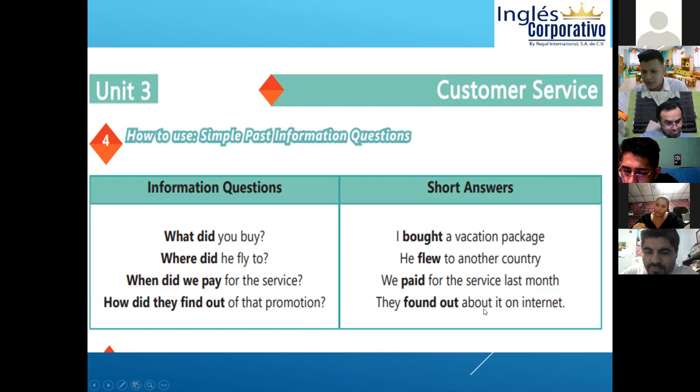They find out about it on what? Ellos se dieron cuenta en internet. On internet, yes, really good. As you see, internet is answering the WH word how. Internet está respondiendo a esta WH word de cómo. ¿Cómo se dieron cuenta? By internet, right? When, cuándo, last month. Where, dónde, another country. What, a package, right? Package, really good. So as you see, you can use WH words for specific information. If you want to know a specific information, you can use WH words. What, where, when, and how, right?